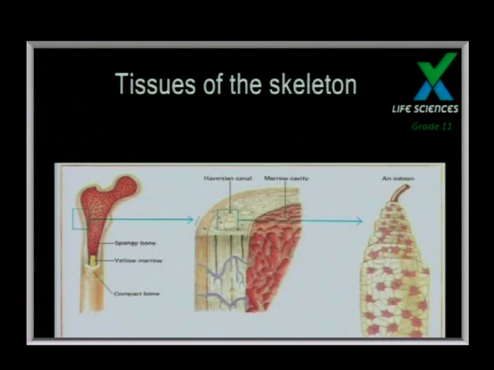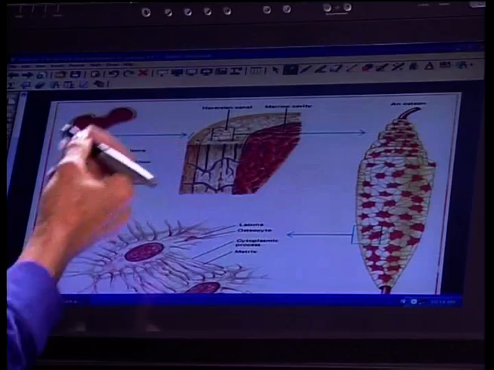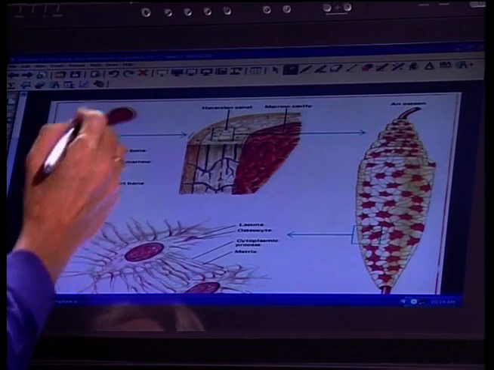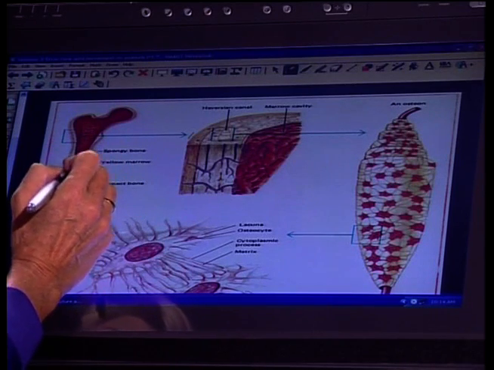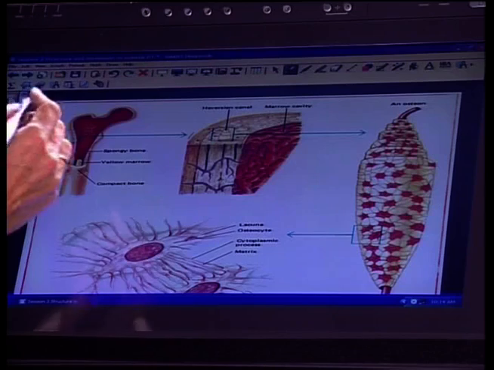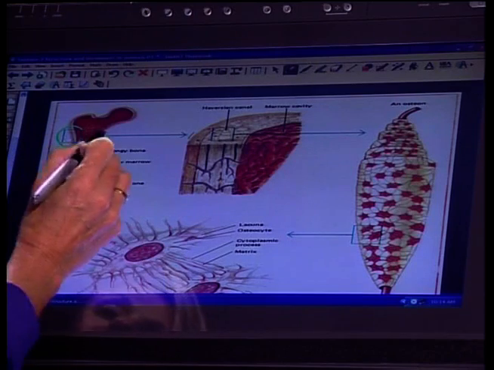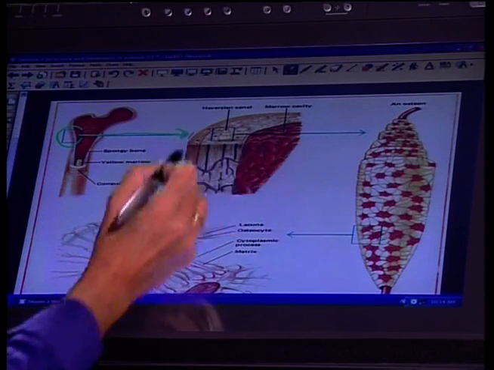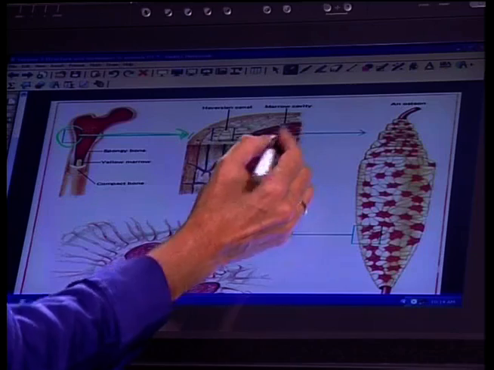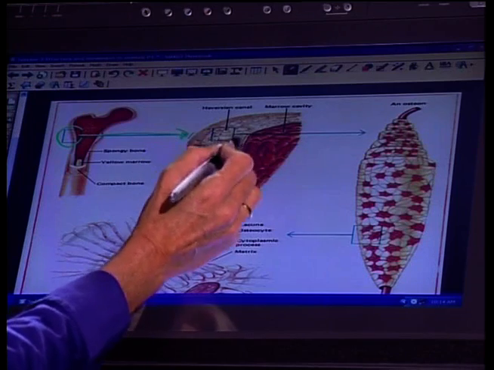Here is the tissue of the skeleton. This is the bone tissue. I like this picture very much. We have this part of the long bone. Here we have the spongy bone and the yellow bone marrow, and there's your compact bone around the outside. What they've done is taken this and made it larger over here. So we've got this spongy bone cavity, and here we're going to have our Haversian canal.